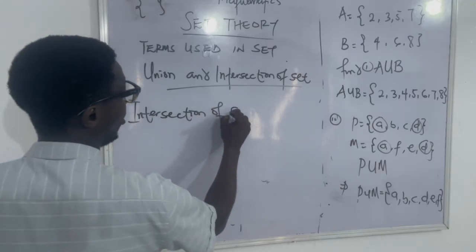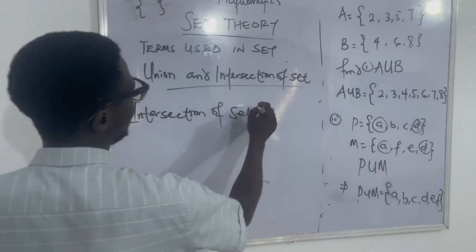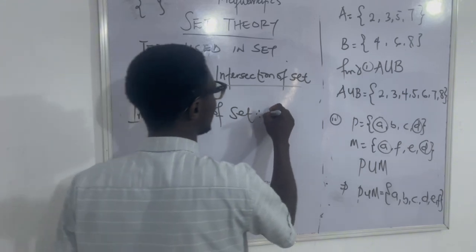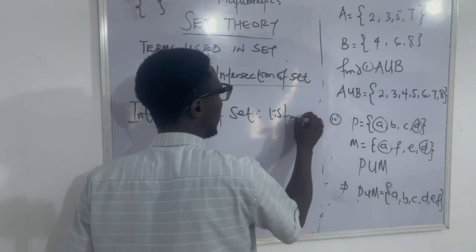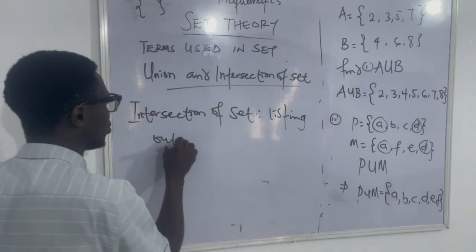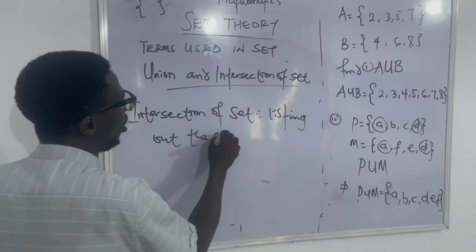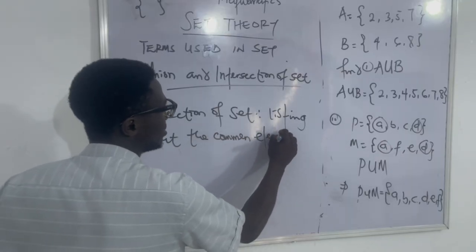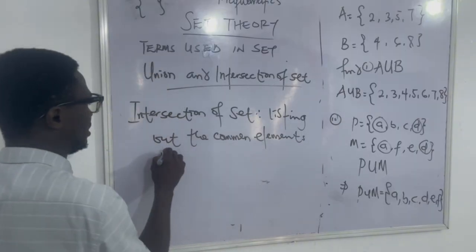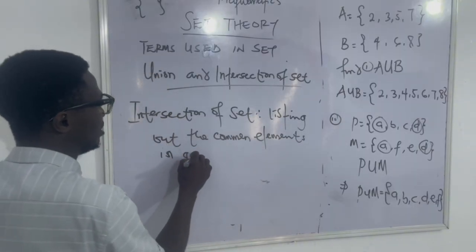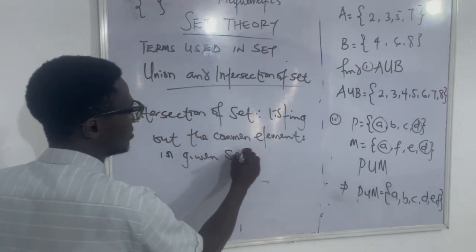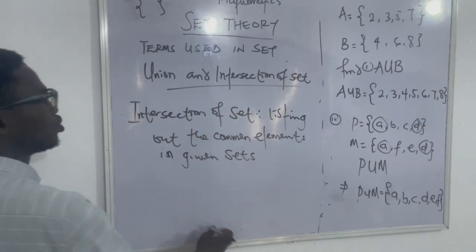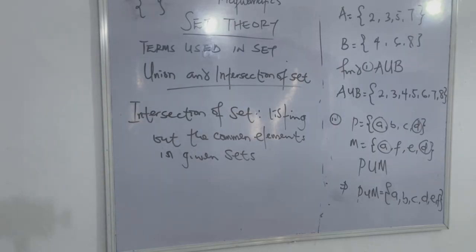Intersection of what? Of a set. Now, this is just listing out the common elements in given sets. So, listing out the common elements in a given set.